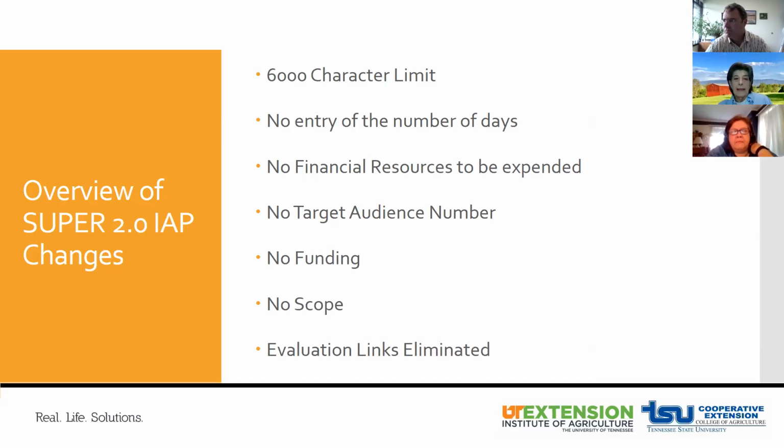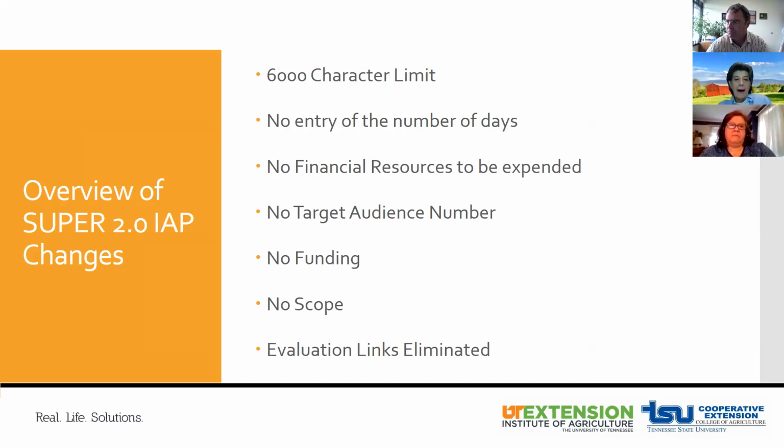There is not going to be any entry of the number of days. You used to have to enter 140 days if you were full-time in one program area, or you divided it 70-70 or 35, whatever. That is no longer required. Under the collaborators partners tab in the plan, you no longer have to list any of the financial resources that are part of that plan. That has been taken out because you report that elsewhere in Super 2.0. So you do not have to list all those financial expenditures.